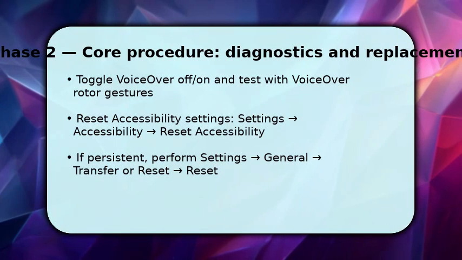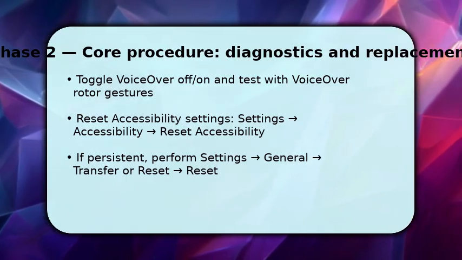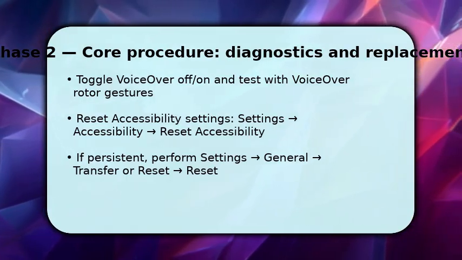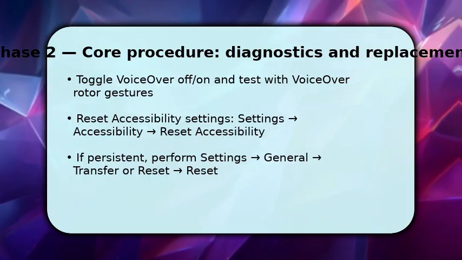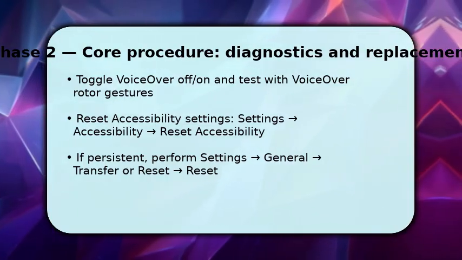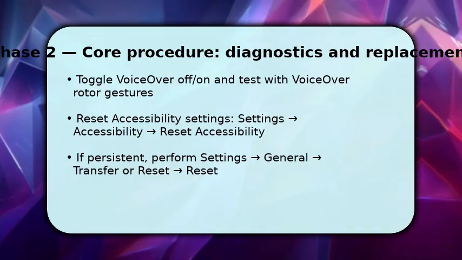Now you dive into the middle steps. Toggle VoiceOver off, wait 10 seconds, then re-enable it and test basic gestures. Tap once, double tap to activate, and 3-finger swipe to scroll, because this clears transient glitches.